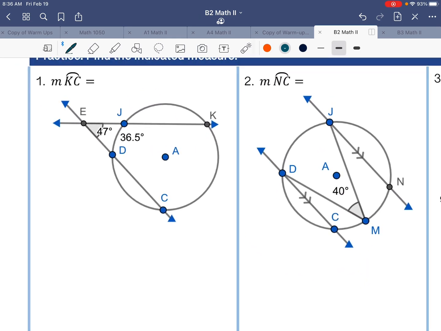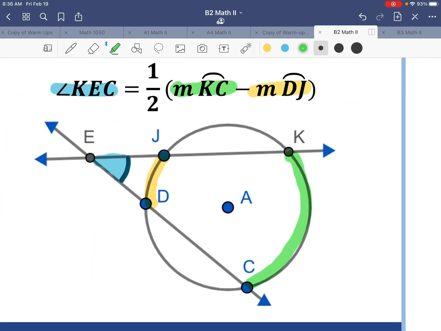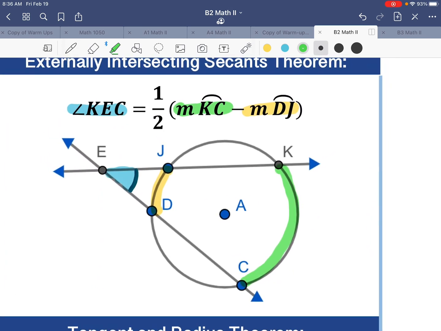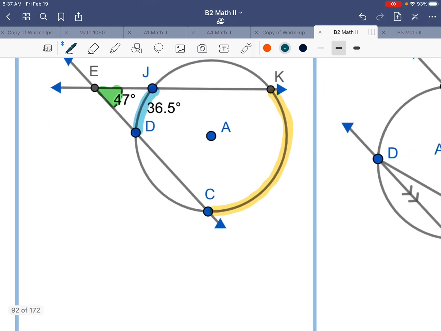So this first one is asking for, let's look what we're looking for here, the measure of arc KC. We're looking for the arc measure of KC. And we have 36.5 degrees. This angle out here is 47. So I will show you here, that picture looks very much like this picture, right? So we should be using this formula, just that the big arc minus the small arc divided by 2 equals the blue angle outside.